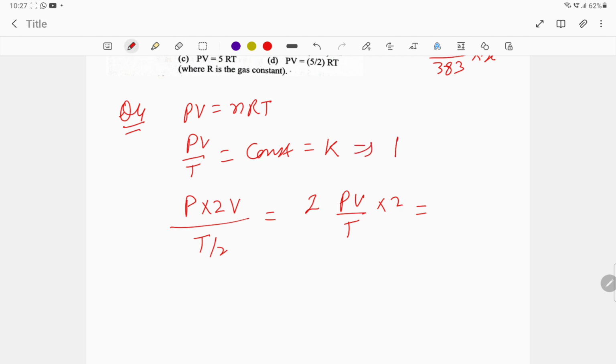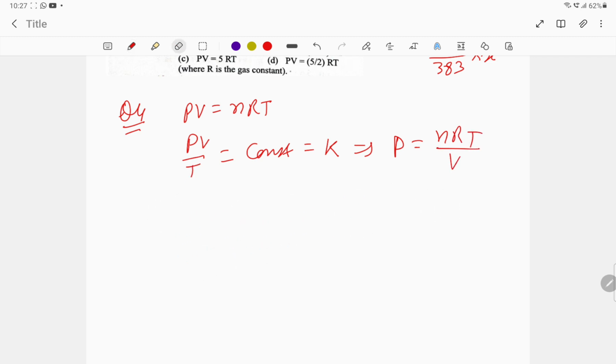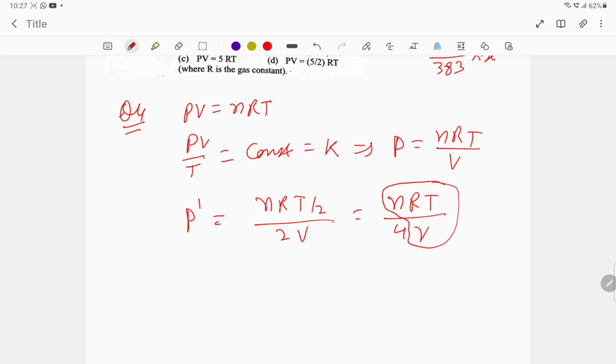Initially, pressure is equal to nRT upon V. You can also do it this way, it will be easier. PV is equal to nRT upon V. So the new pressure P dash is equal to nRT by 2 divided by 2V. So this is nRT upon 4V, and nRT upon V is the pressure. So P dash is equal to P by 4. So this is the correct answer.